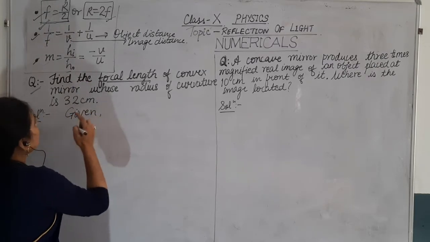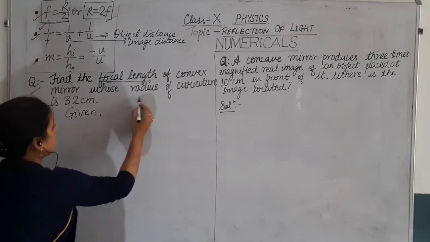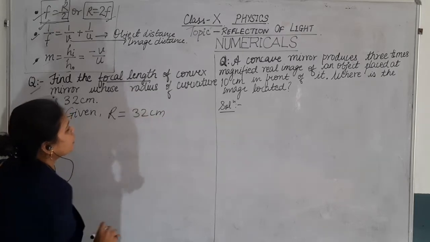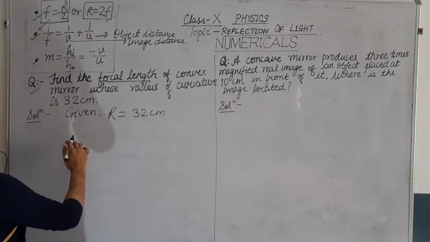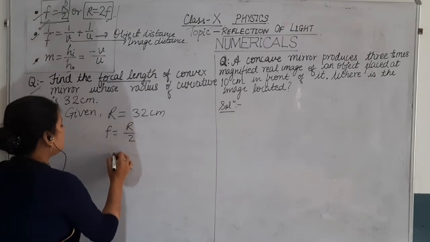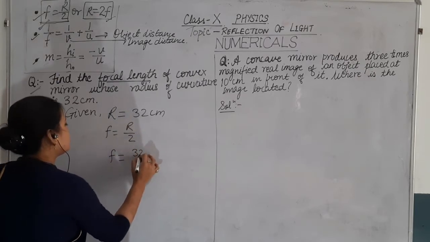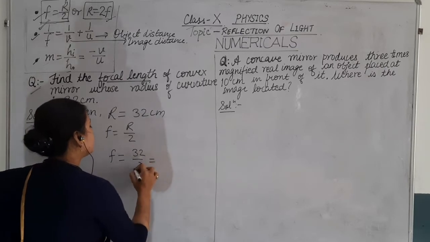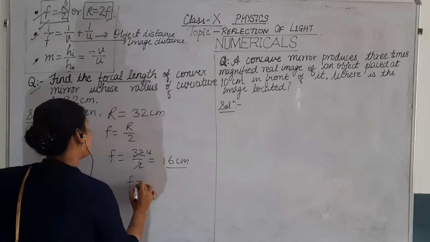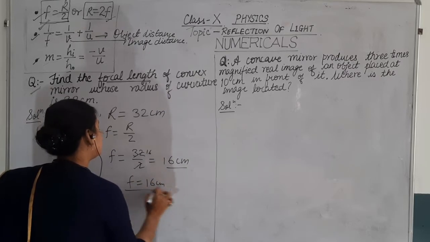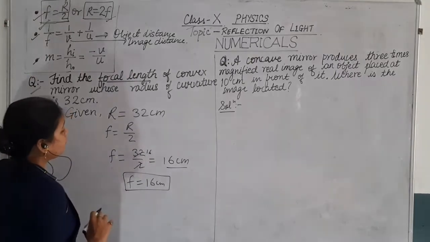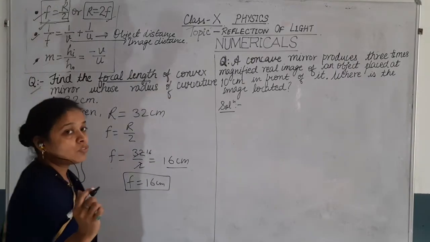So let's write what is given in the question. It is given that the radius of curvature, R, is equal to 32 cm. We know that f is simply R by 2. So f is equal to 32 by 2, and dividing, we get 16 cm. That means f will be 16 cm. It is a very small and basic numerical which may be asked for 1 mark.